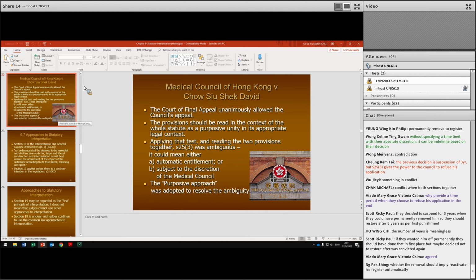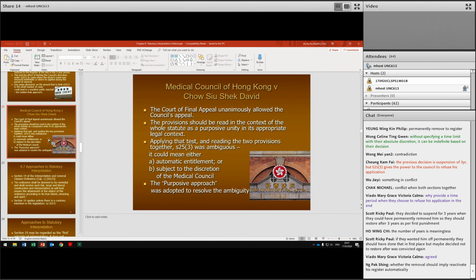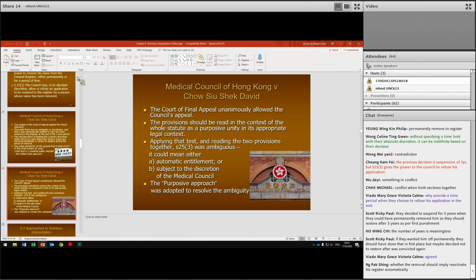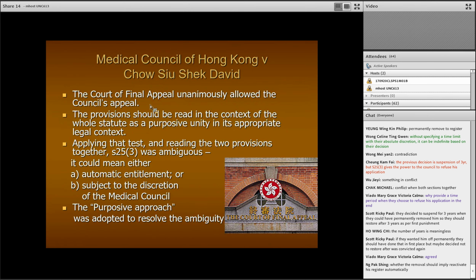In the Court of Final Appeal, this was the outcome of the case. Go to slide 22. The Court of Final Appeal unanimously allowed the council's appeal. It means that the council won the case at the end of the day. The provision should be read in the context of the whole statute as a purposive unity. You should not just look at a certain subsection of the ordinance. You have to view the whole legislation together as a purposive unity in its appropriate legal context.